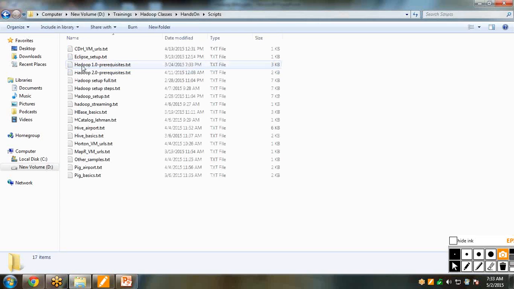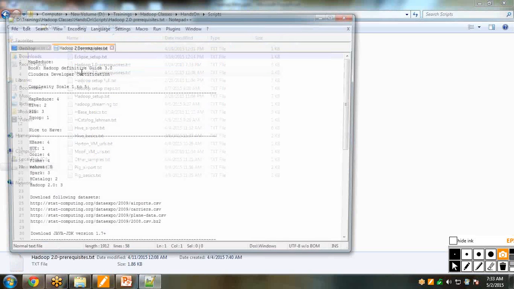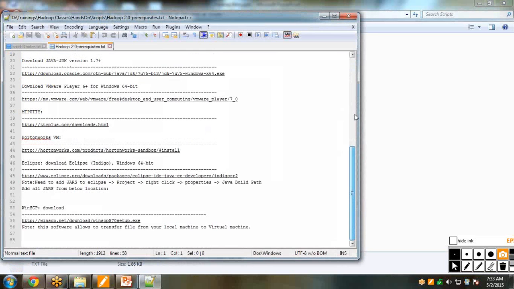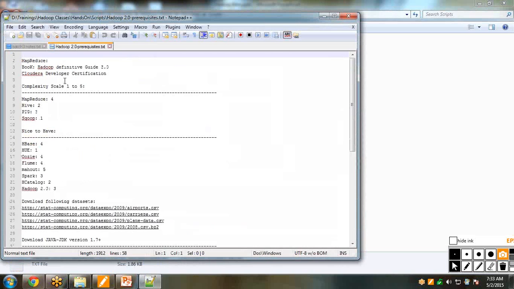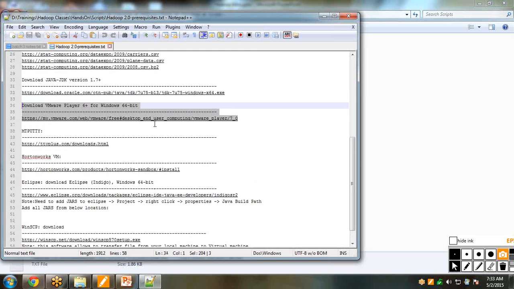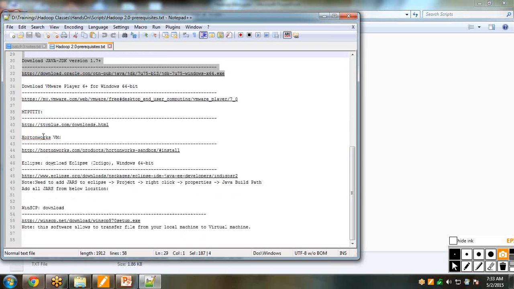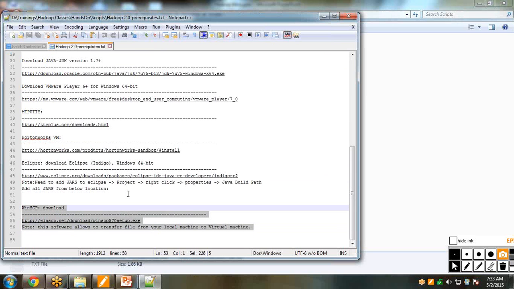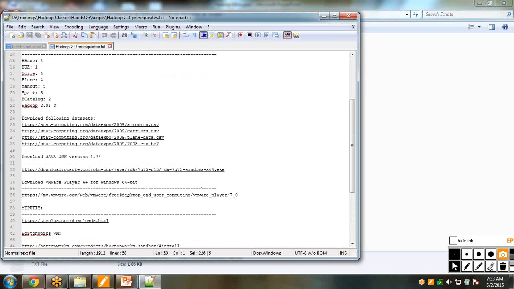This is the one you should have. I'll share this document with you. These are the essential things you have to download: the Hortonworks VM and the PuTTY tool, and you should have the VM player, the JDK version, and the Eclipse version. They're all freeware. You can download them on your own. I've given the links also. Download these things.